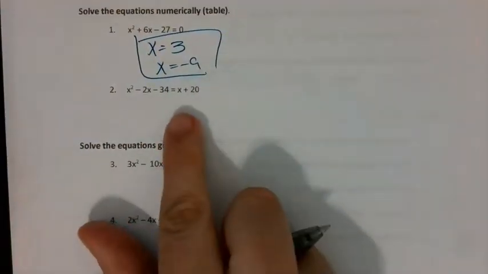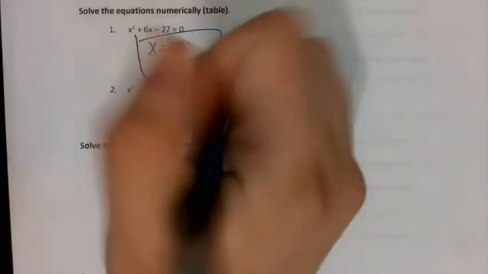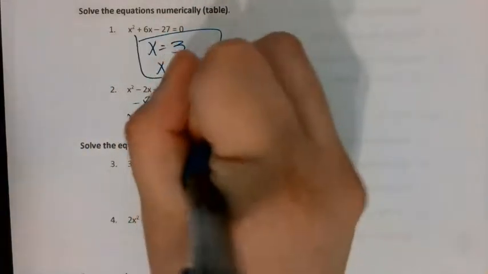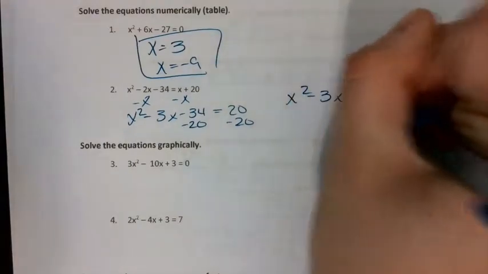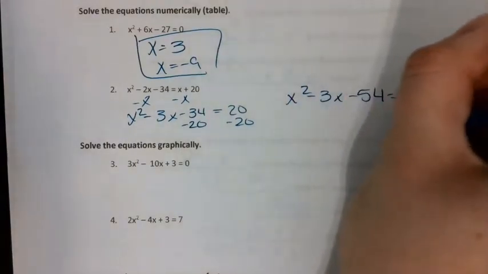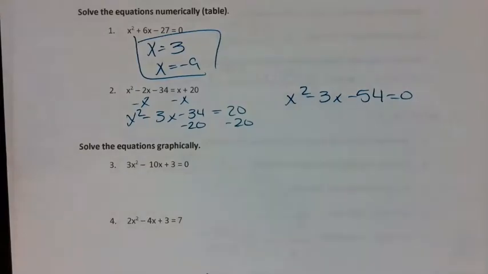Okay, for number 2, I want to get it equal to 0. I subtract x on both sides. I have x squared minus 3x minus 34 equals 20. Subtract 20 on both sides. I get x squared minus 3x minus 54 equals 0. So this is what I'm going to graph.